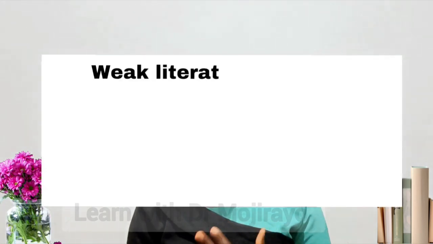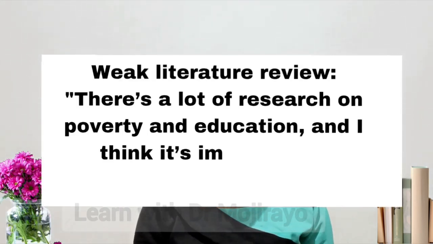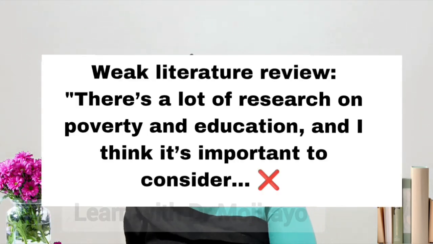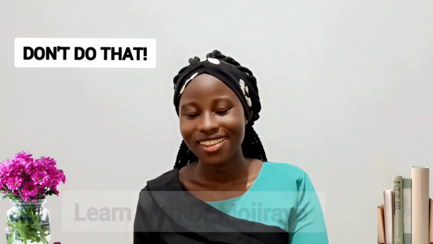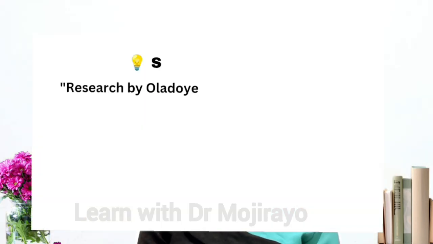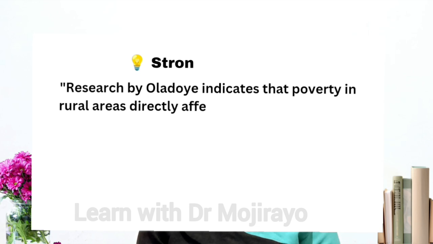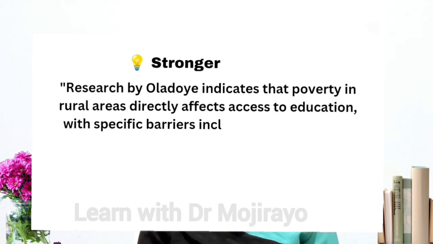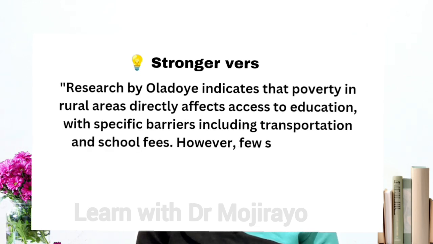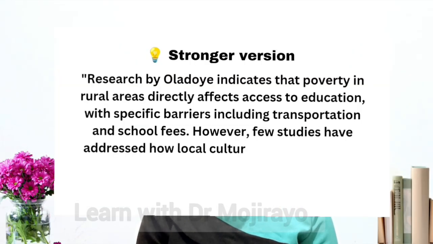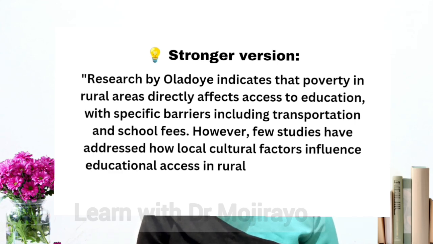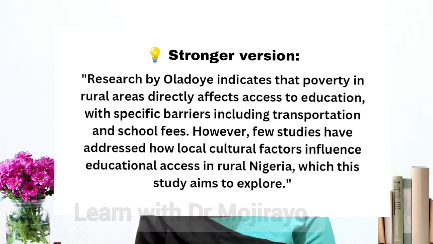So instead of saying, "There is a lot of research on poverty and education, and I think it is important to consider," you think? No, don't do that. Instead, write, research by Oladoye indicates that poverty in rural areas directly affects access to education, with specific barriers including transportation and school fees. These are the areas that people have worked on. However, few studies have addressed how local cultural factors influence educational access in rural Nigeria, which this study aims to explore.